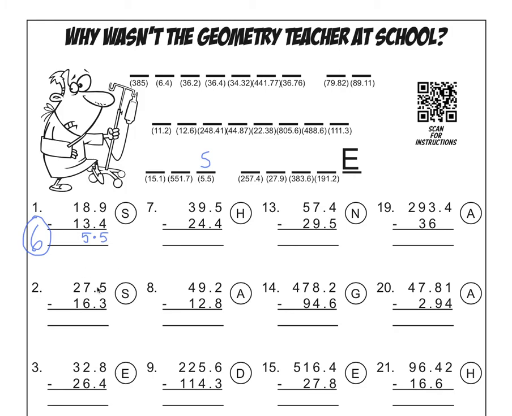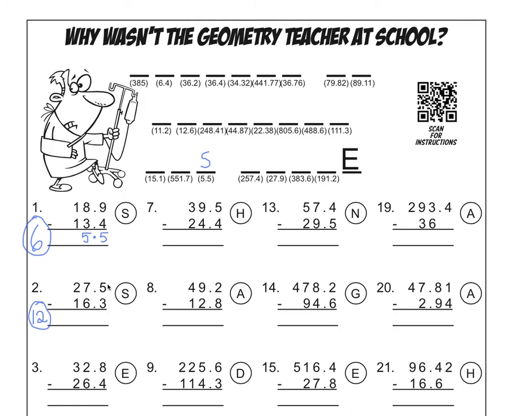Let's have a look at the next one. We have 27 and 5/10 minus 16 and 3/10. The first thing we'll do is estimate to make sure that we have a reasonable answer. 27 and 5/10 rounds off to 28. 16 and 3/10 rounds off to 16. 28 minus 16 is 12. If our final answer is somewhere around 12, then that's a reasonable answer.